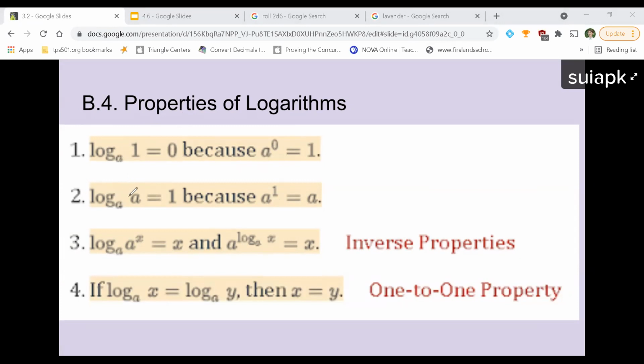Similarly, log base A of A will always be 1. Because if I say A to the what power is A, A to the first power is A. So if you have a log base of the same value that you've taken, the answer will be 1.